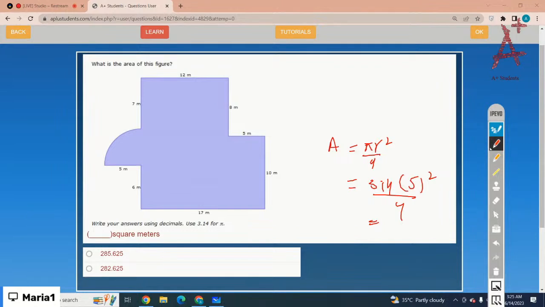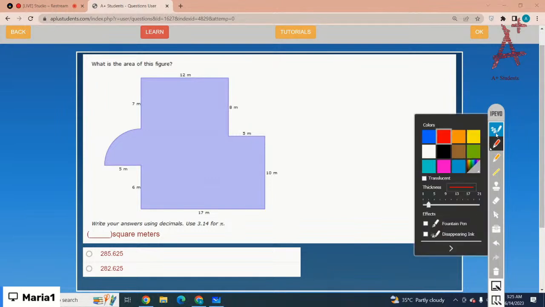And I forgot the other two areas also. 3.14 times 25, it would be 78.5 and divided by 4, that would be 19.625. Got it? Now you can have the correct option. I forgot the other two values. I think it would be 282. Got it? Because I forgot the other two values.